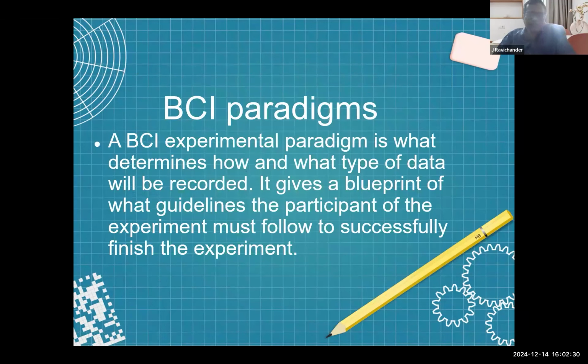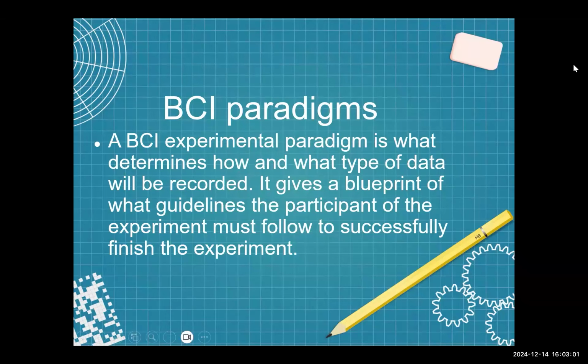Now our next topic is how this BCI works. BCI will not directly take the signal from your brain and give it to the computer. Not like that. If I am sitting in front of the computer and keep one EEG device, it will not directly take the signals from my brain and give them to the computer. It's not like that. So we need some methods and paradigms. Those methods are called paradigms, and we have to use those paradigms here.